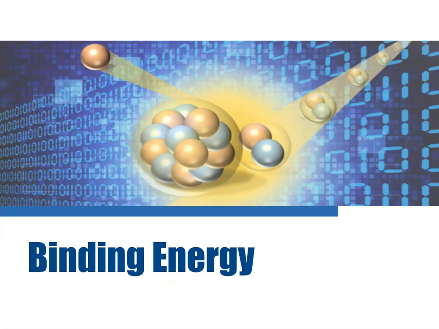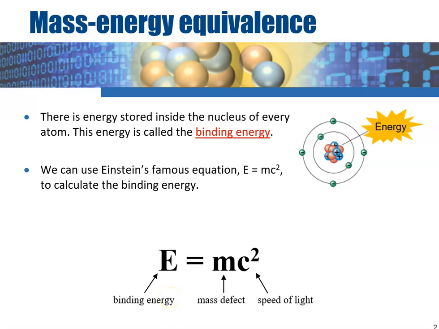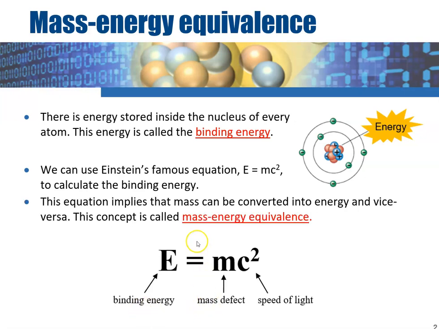In this video, we're going to learn about Einstein's famous equation E equals mc squared, and also about a new kind of energy. So Einstein said that there is energy stored inside the nucleus of every atom. This kind of energy is called binding energy, and we can use his famous equation to calculate the binding energy inside an atom. Einstein's equation implies that mass can be converted into energy and vice versa. And this concept is called mass-energy equivalence.